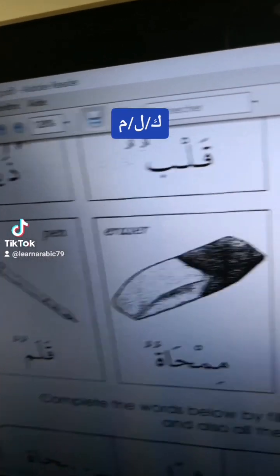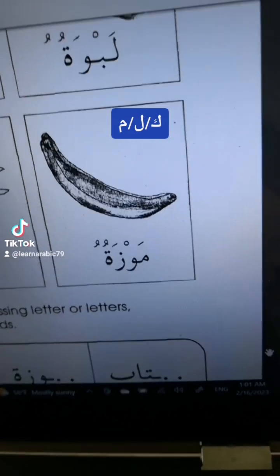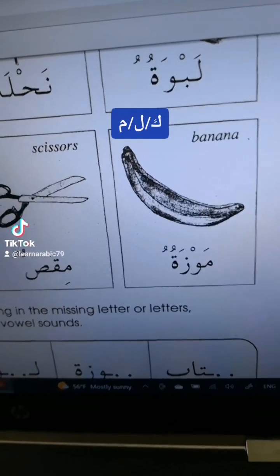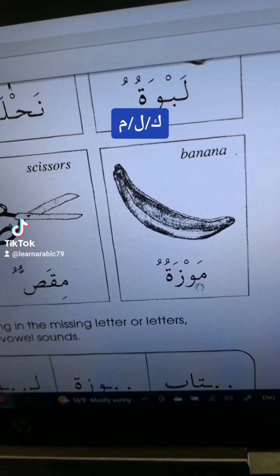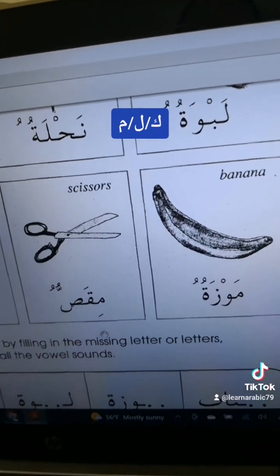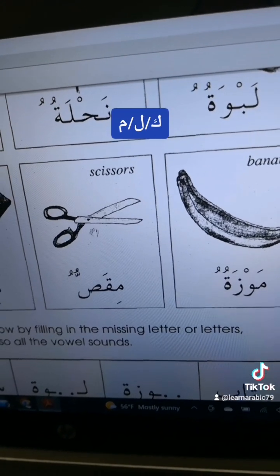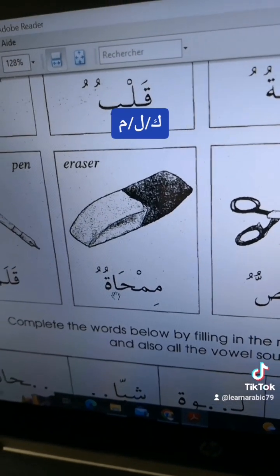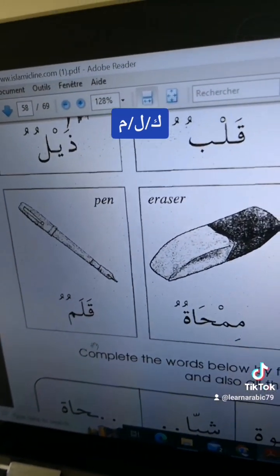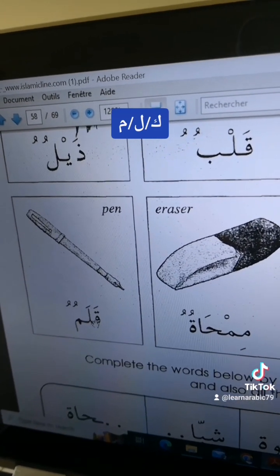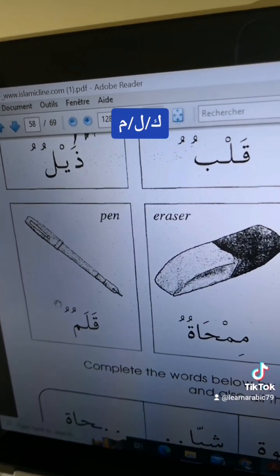Now, mim, okay? Mim. Mawzatun, banana. Miqassun, scissors. Mimhatun, eraser. Qalamun, so lam in the middle. Qalamun, pen.